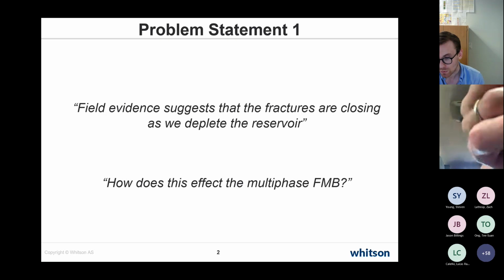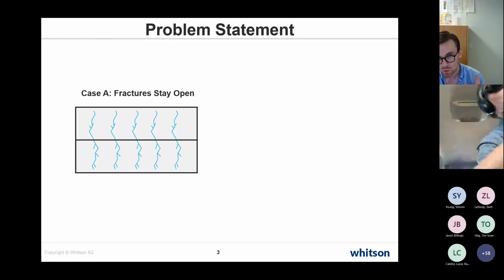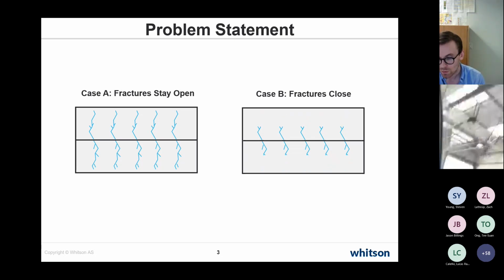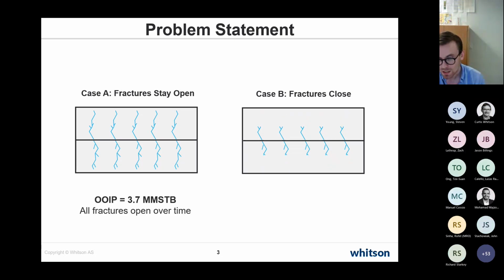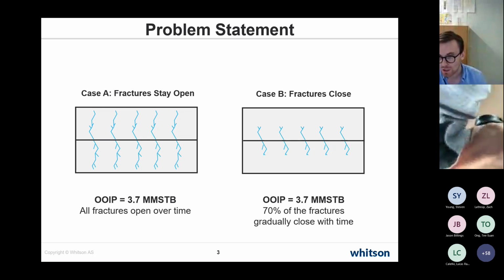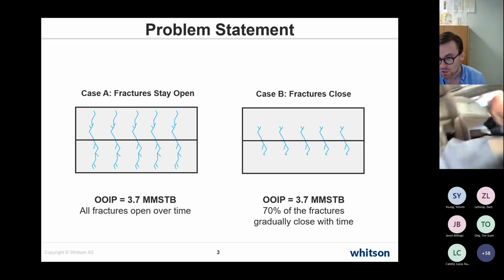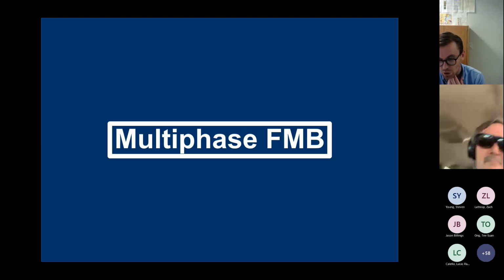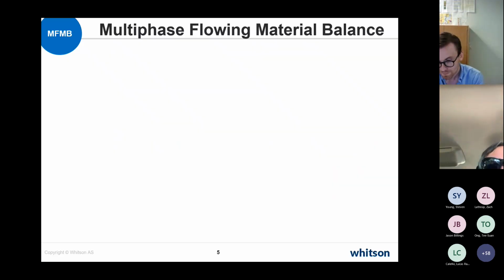And how will that impact multi-phase FMB? To show that with a simulated case, we ran a case where all the fractures are open, and then a very simple comparison case where the fractures are closing with time, so they're reducing with time. The OIP in both cases is the same, but in case B, gradually over time, 70% of the fracture area is closing. Then we compare how it looks in the multi-phase FMB.